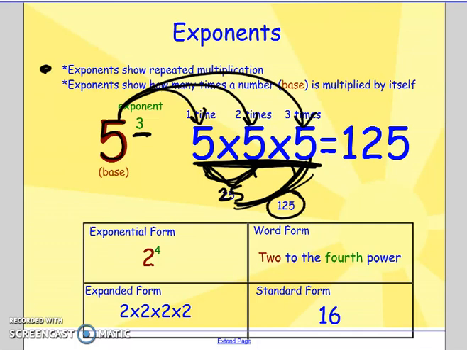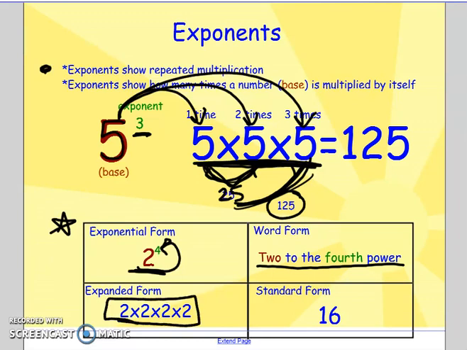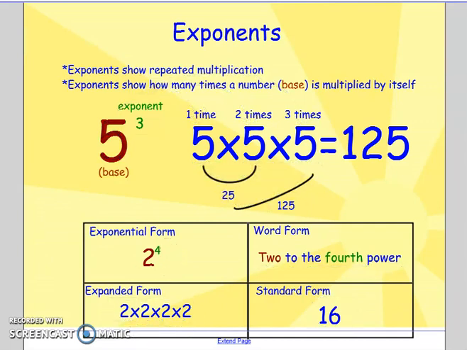Now going down here a little bit, our exponential form is when you write it as 2 to the 4th power. That's exponential form. Word form is when you write it out: 2 to the 4th power. Expanded form, you write it all the way out, 2 times 2 times 2 times 2. And standard form is going to be our answer, right? 2 times 2 is 4, 2 times 2 is 4, and 4 times 4 is 16.